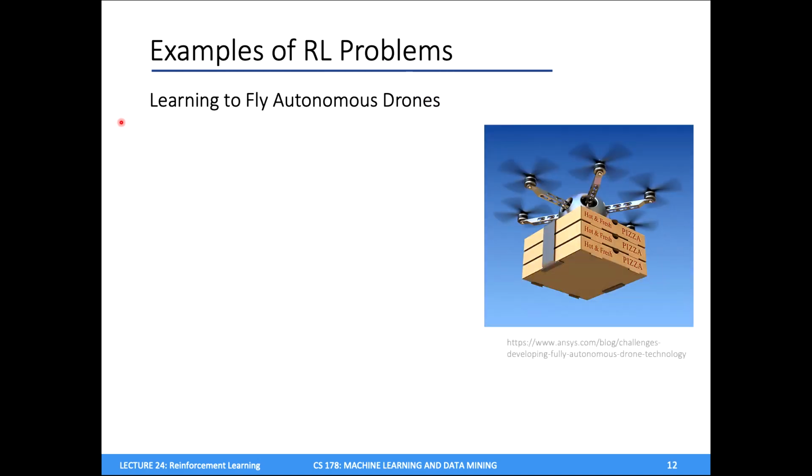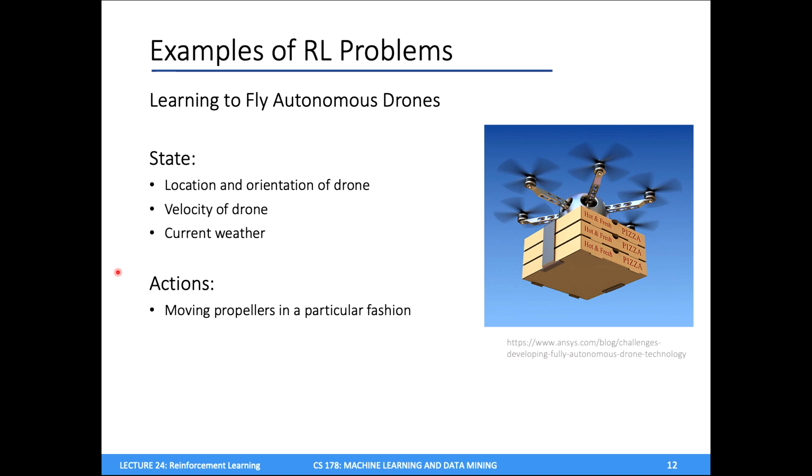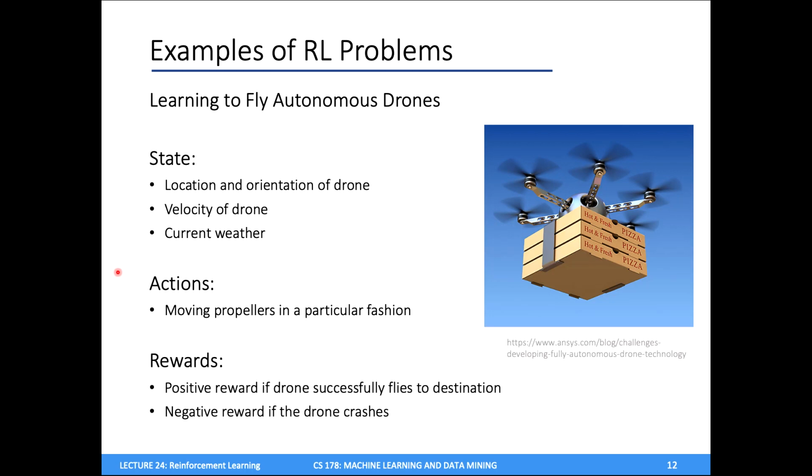Okay, you might also want to learn how to fly an autonomous drone. So again, our states here might be something like the location and orientation of my drone, the velocity. It could be things external to the agent as well, like the current weather. And the actions here is, okay, how should I move each of my 8 propellers in order to achieve a particular goal? Maybe I get a positive reward if my drone successfully flies from point A to point B, and some kind of negative reward if my drone crashes. So robotics in general is a really great example of RL problems.